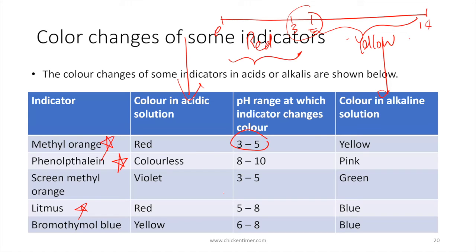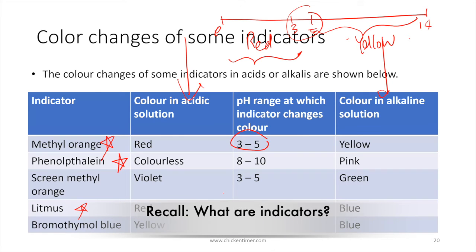All of them will change color at a certain pH range. Methyl orange will be red in acidic and yellow when it's alkaline. Other indicators have other colors and change color differently, like what is indicated in this slide. That means one solution at pH 2 will show a different color in another indicator. So pH 2 in methyl orange will be red, but pH 2 in phenolphthalein will be colorless.